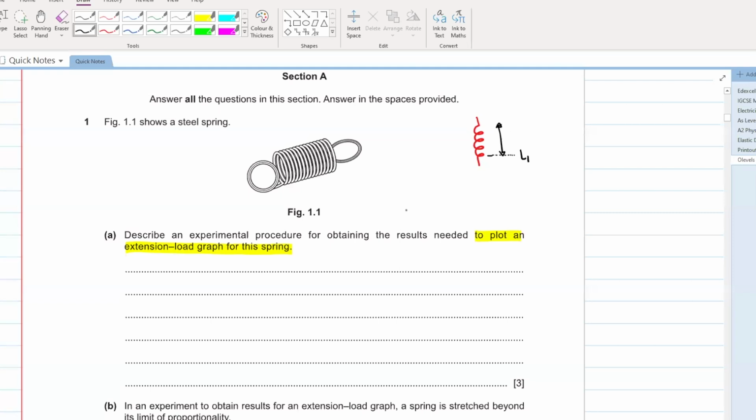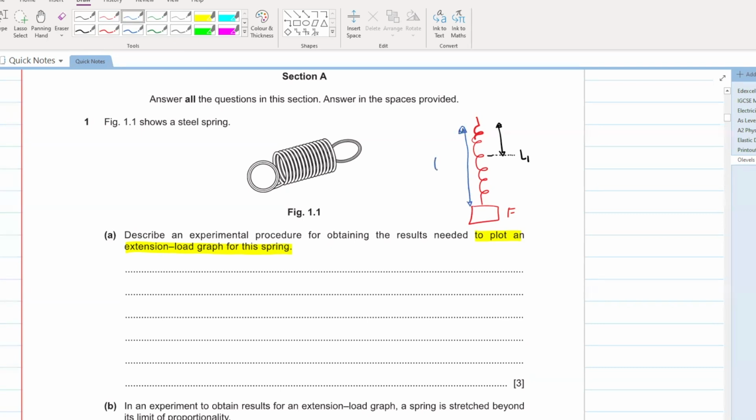Now, after you place a load, what will happen? This spring will expand. Let's say the spring expands like this once you attach the load. So you also measure this complete length L2.